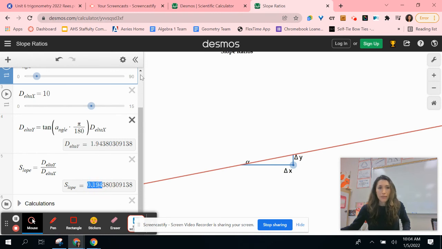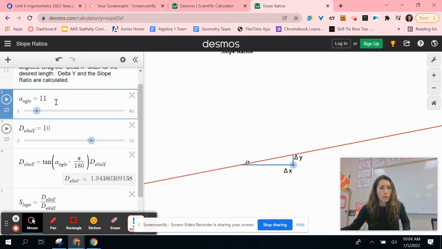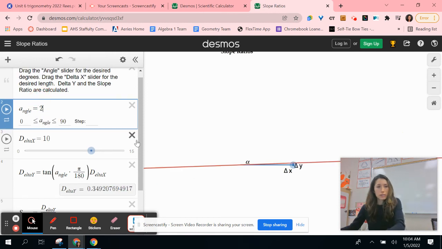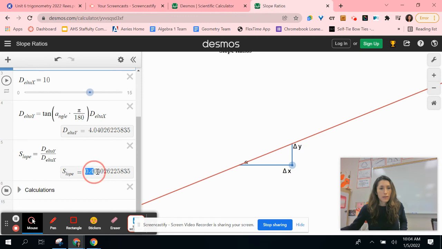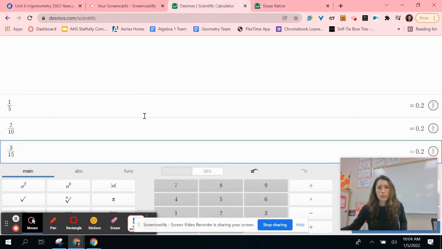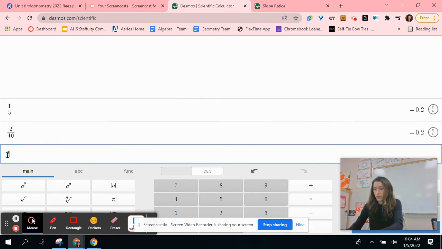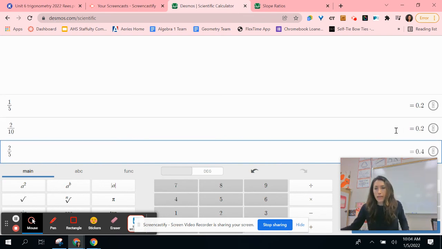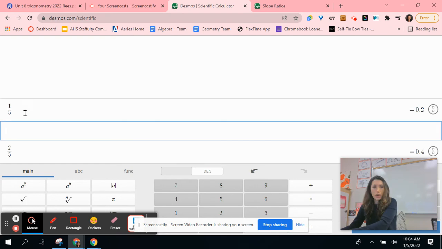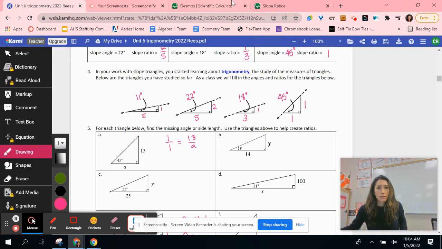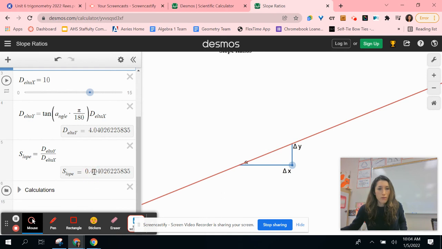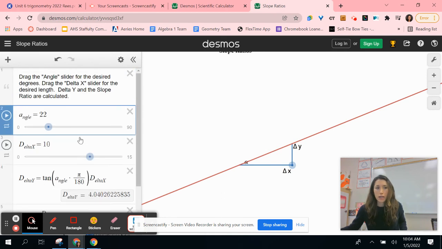Okay. Let's check another one that we did. We did 22 degrees, and we got this ratio here. Well, we said 22 degrees was 2/5. So let me do 2 divided by 5. And that's 0.4. Good. 0.4 is 2/5. So if you look at our slope ratio, 0.4, that's very close, pretty accurate.